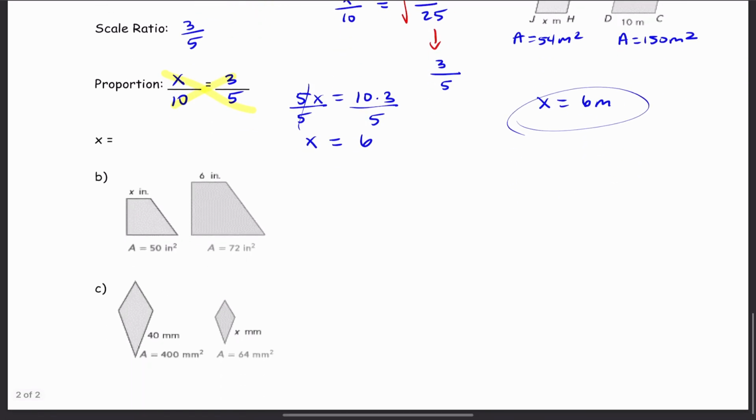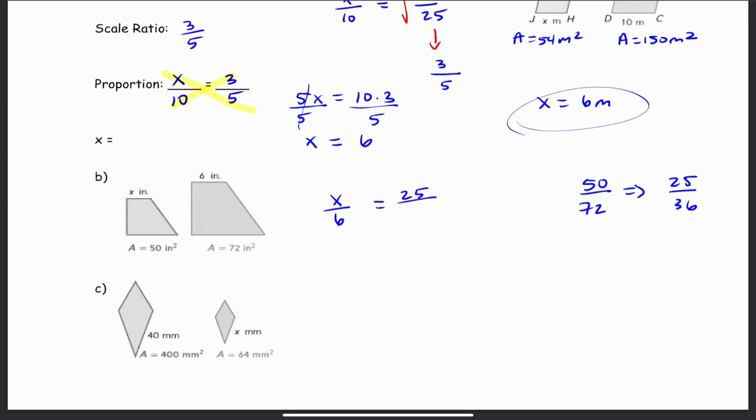Let's take a look at B. Okay, so we're going to do the same thing. So one-dimensional to one-dimensional, it's x over 6. And that's going to equal something. But look at these two areas over here. We have 50 over 72. Let's see if we can simplify that. 50 over 72. Math, enter, enter. So that's 25 over 36.